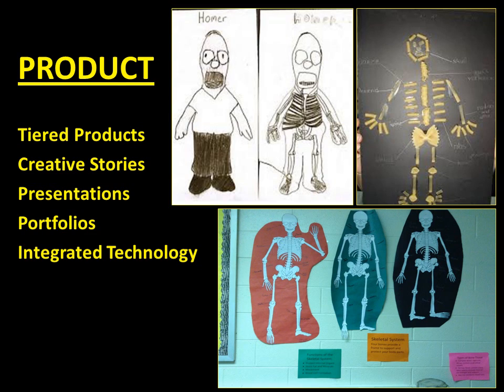And in the product phase, students are allowed to express what they know through tiered products, creative stories, presentations, portfolios, and integrated technology. And here's an example of how the skeletal system is broken into three different products. Number one is a drawing. The next one is creating a model with pasta. And the third product is assembling a cutout worksheet.